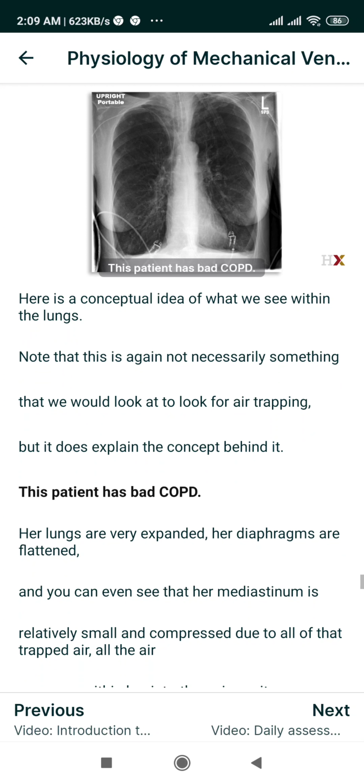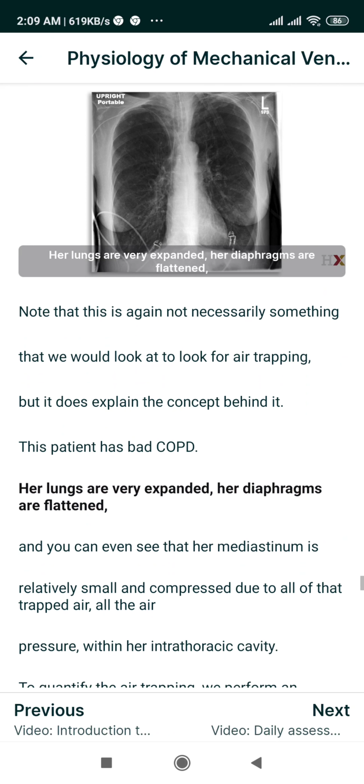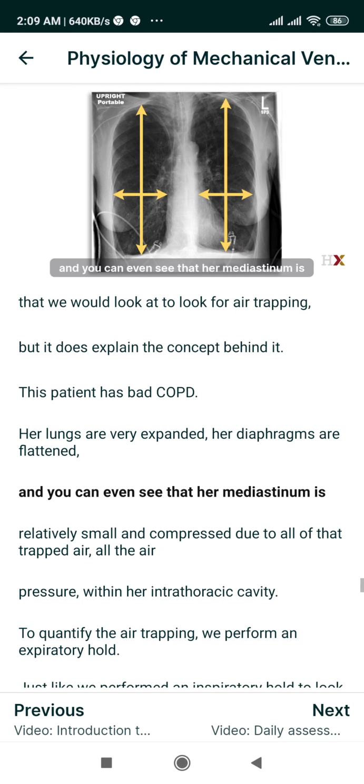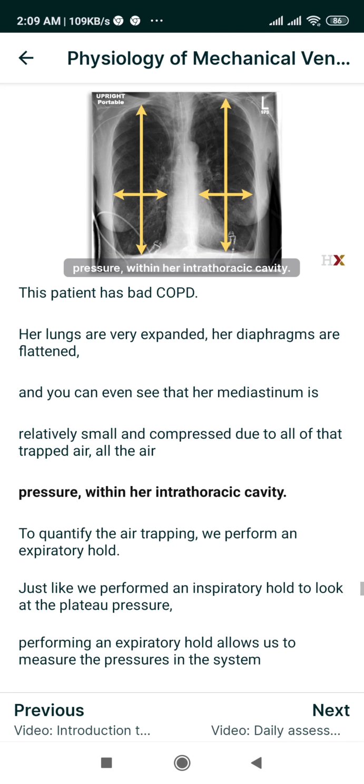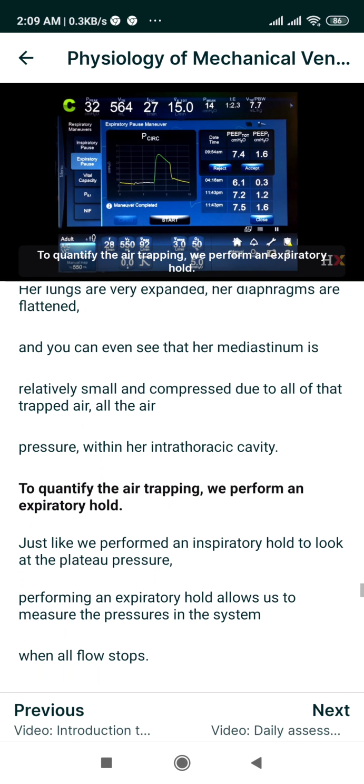This patient has bad COPD. Her lungs are very expanded, her diaphragms are flattened, and you can even see that her mediastinum is relatively small and compressed due to all of that trapped air, all of the air pressure within her intrathoracic cavity. To quantify the air trapping, we perform an expiratory hold.